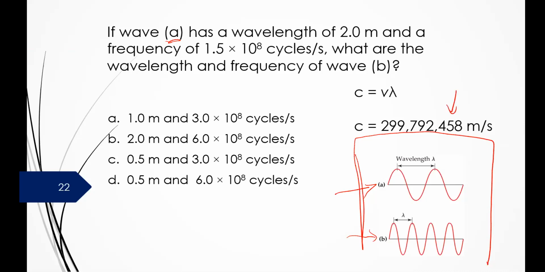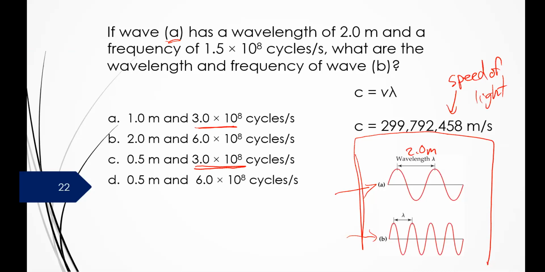So this is the speed of light. And if we're comparing them, wavelength A is 2.0 meters, and it's got a frequency of 1.5 times 10 to the 8 cycles. When we compare it with the frequency of B, it seems like this is 1, 2, this is 1, 2, 3, 4. So we must have twice as high a frequency. That means we have to be 3.0 times 10 to the 8 cycles per second.